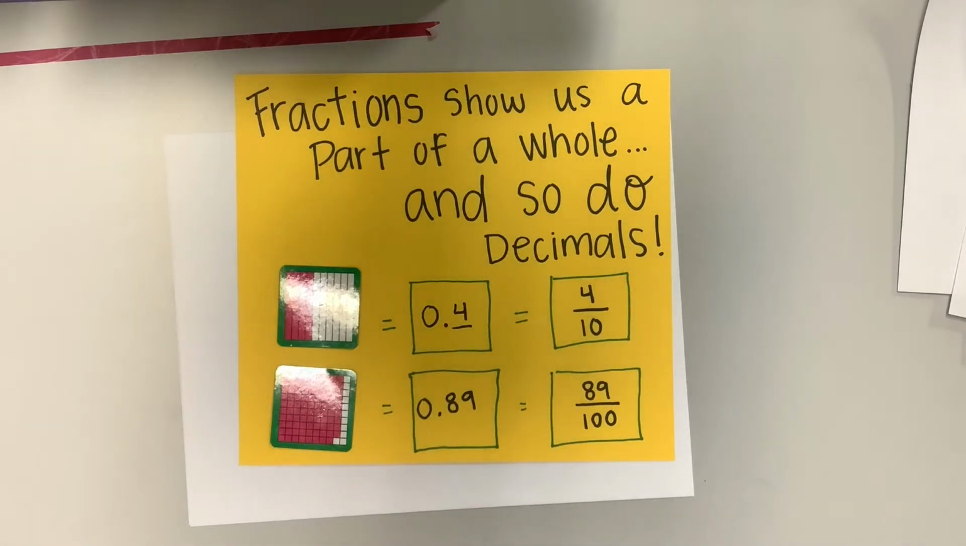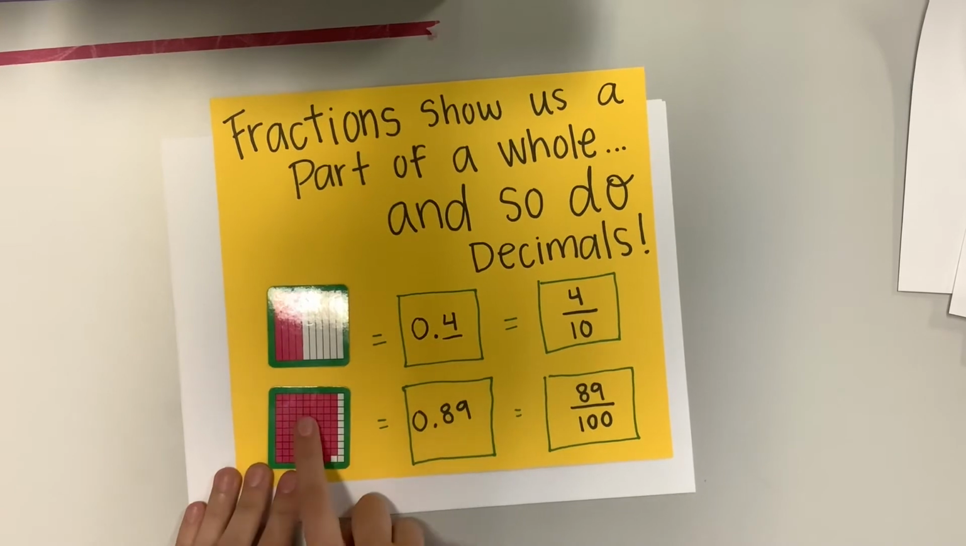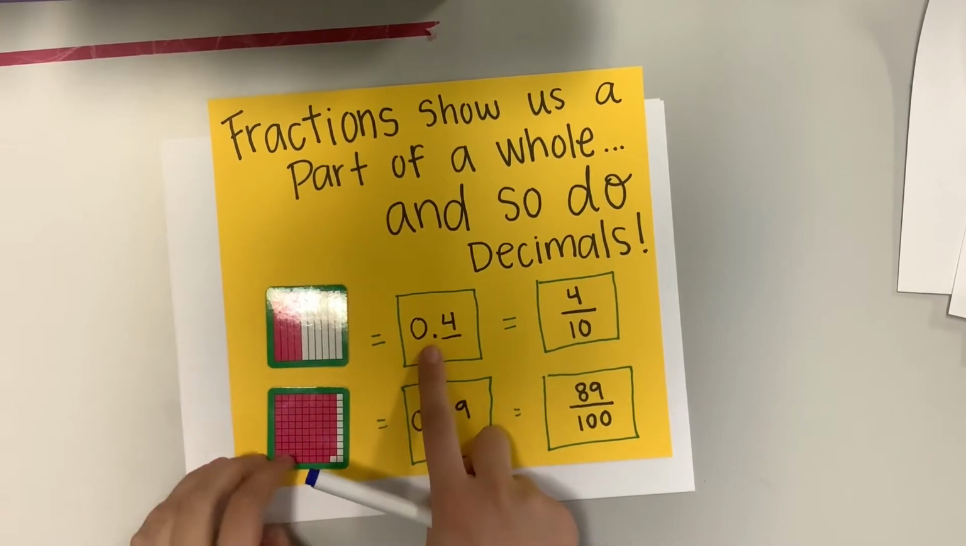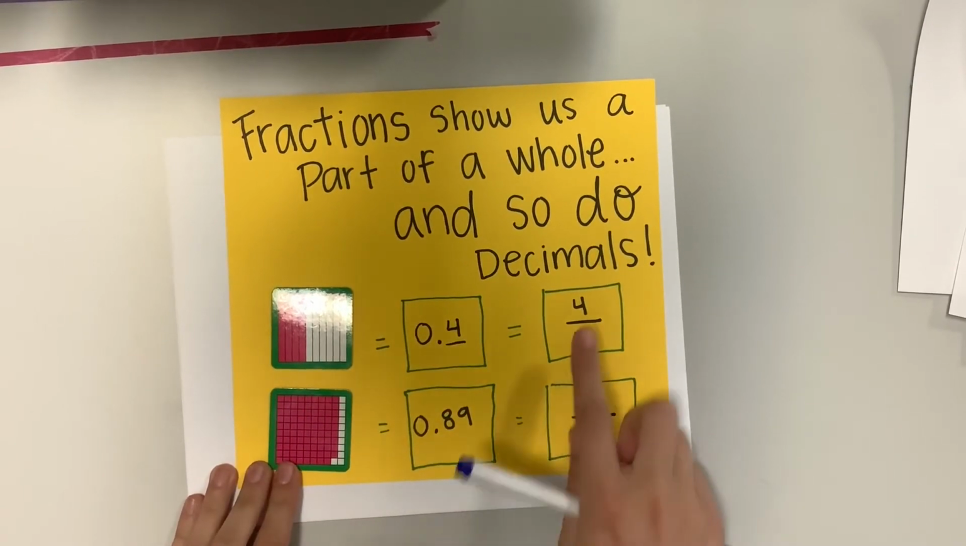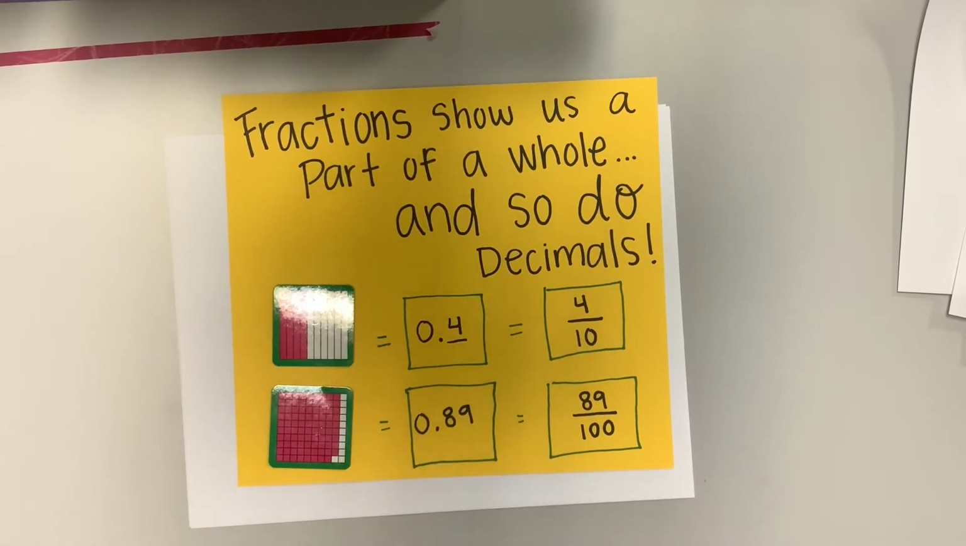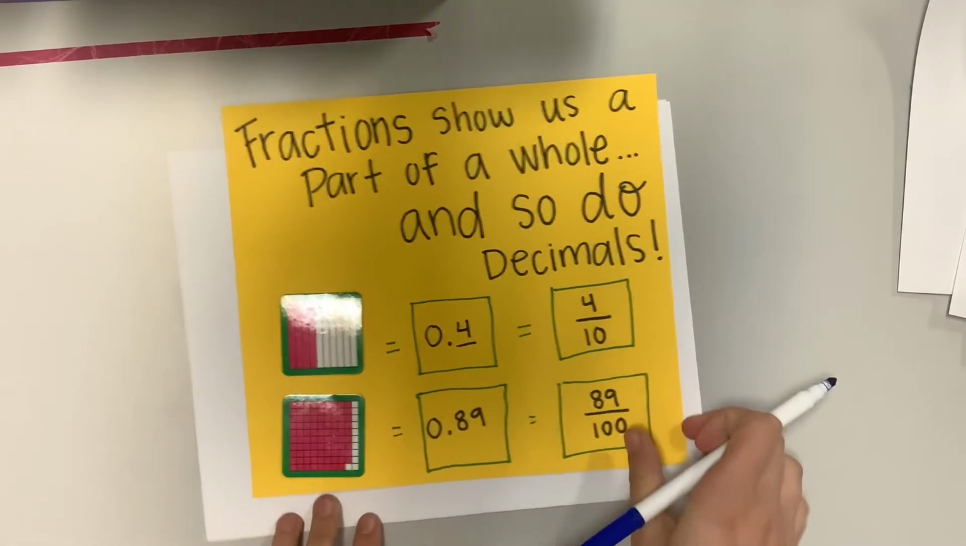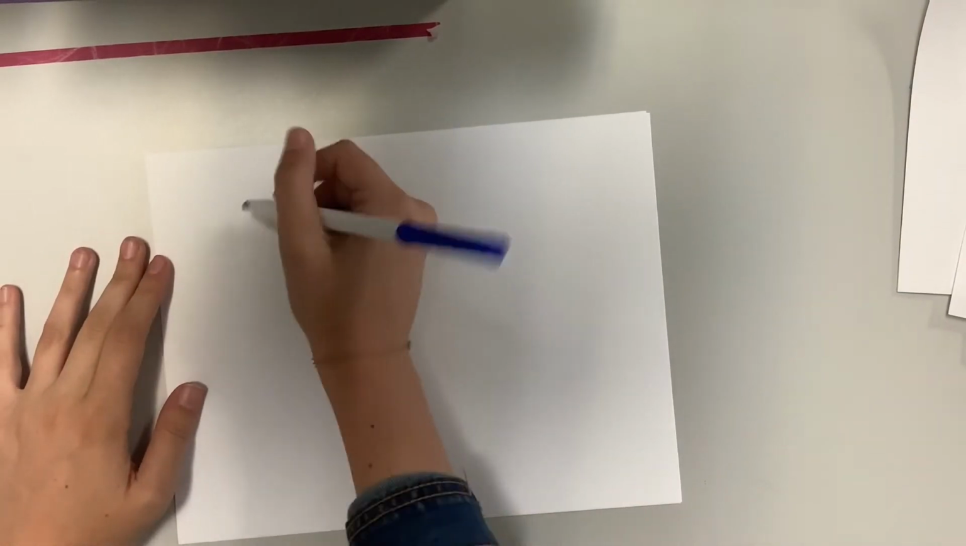So yesterday we talked about fractions and how they relate to decimals. We looked at some decimal models, we figured out what the models represented, and then we wrote them as a fraction. Today we're going to go backwards. So first, I'm going to show you a fraction.